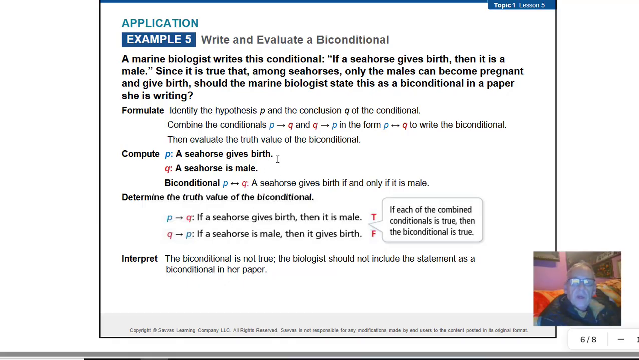So let's see if we can write it both ways. Well, if it was true, we could write it both ways. We have to test it to see if we can write it as a biconditional. Does it work both ways? If a seahorse gives birth, then it is male. That's true. If a seahorse is male, then it gives birth. This is actually false, because it may or may not give birth. It has to be pregnant before it can give birth. So here we have a case where one way, P then Q, is true, yet Q then P doesn't necessarily have to be true. This really cannot be written as a biconditional. It can only be written as a biconditional if it's true both ways.